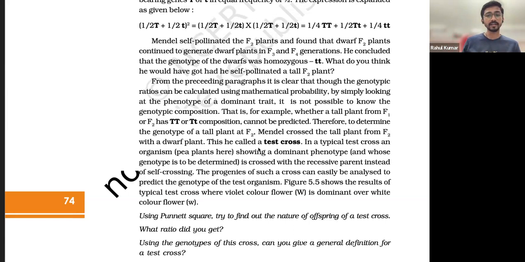But if the dominant character is heterozygous in F2, which means capital T small t, and you are test crossing it with small t, then half the progenies will have the dominant character and the other half will express the recessive character. Like you just did and told me. Make sense, everyone?